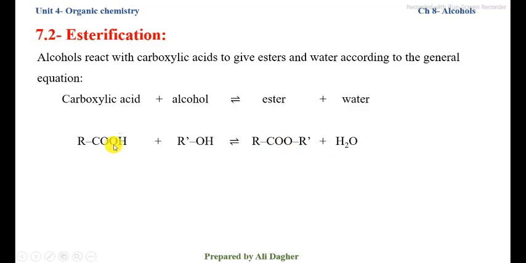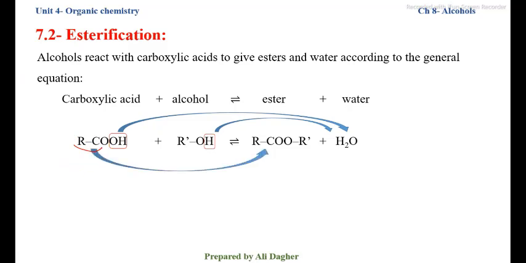From the acid, we eliminate OH, and from the alcohol, we eliminate H. OH from the acid and H from the alcohol give H2O. The remaining RC double bond O from the acid, this is RC double bond O, the left of the acid, and OR' are bonded together to give the ester plus H2O.